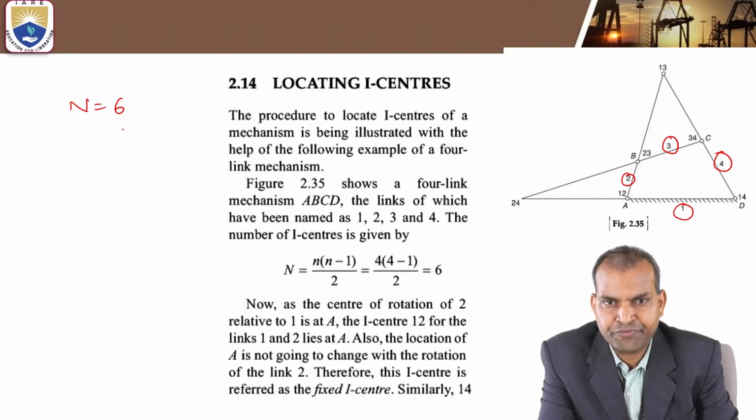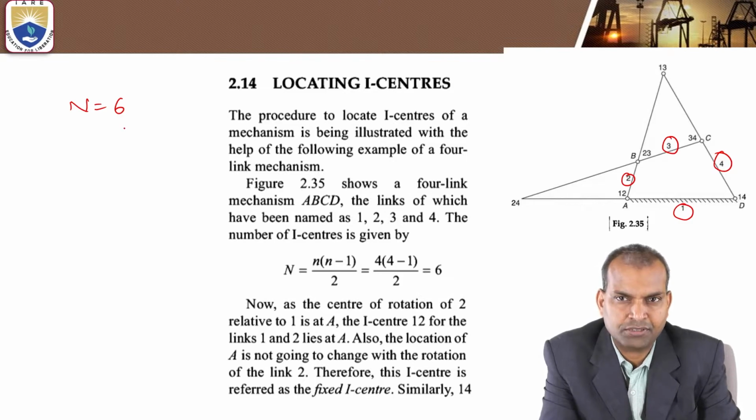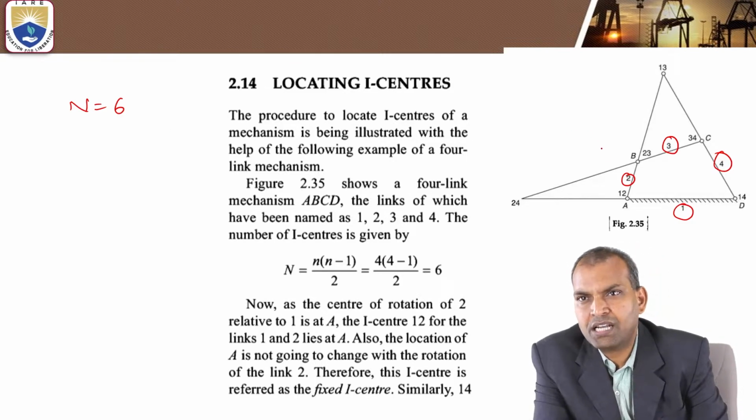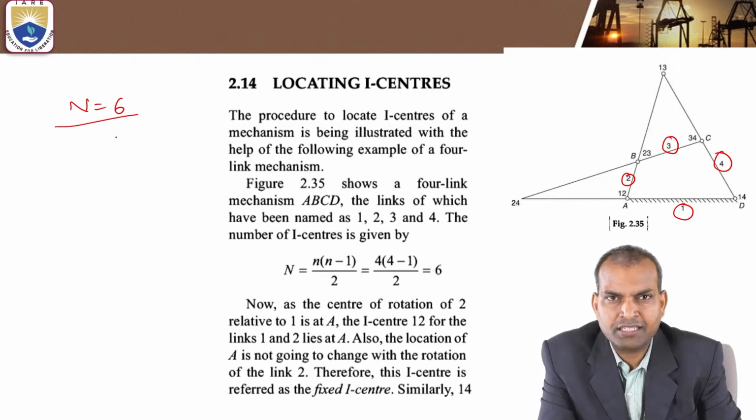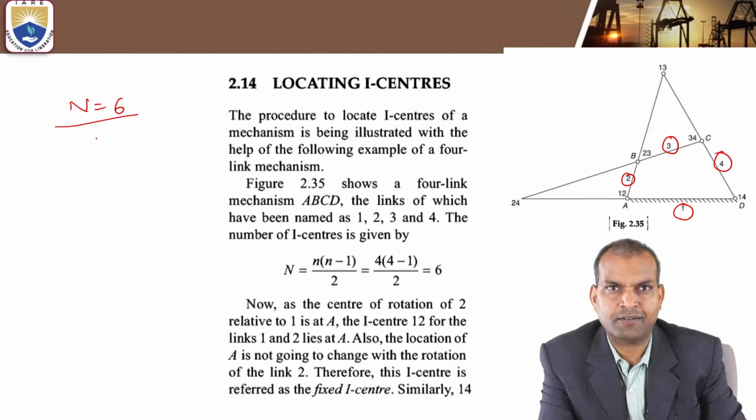And three, neither fixed nor permanent instantaneous centers. What are the fixed instantaneous centers? How do we know them? What are the instantaneous centers? There are different methods to find out these instantaneous centers.